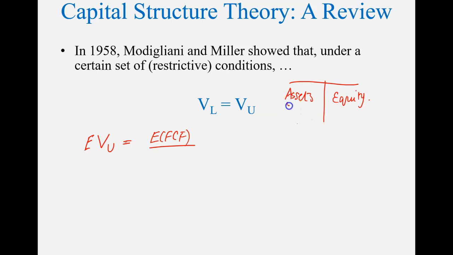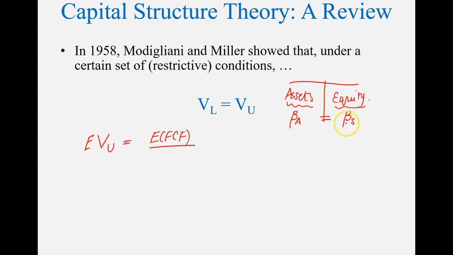Now, please recall, and this is why it's important to understand this stuff from previous modules, you may recall that assets have a beta called asset beta, equity has a beta called equity beta, and when assets are funded entirely with equity, asset beta equals equity beta.